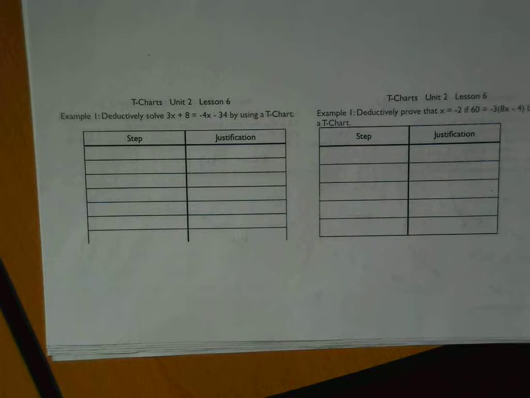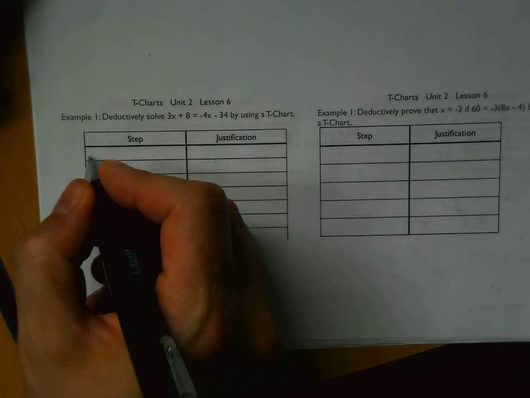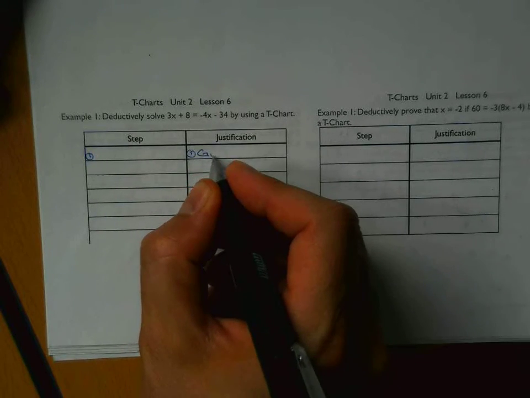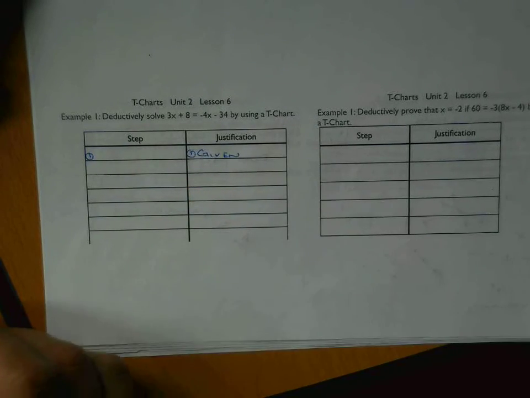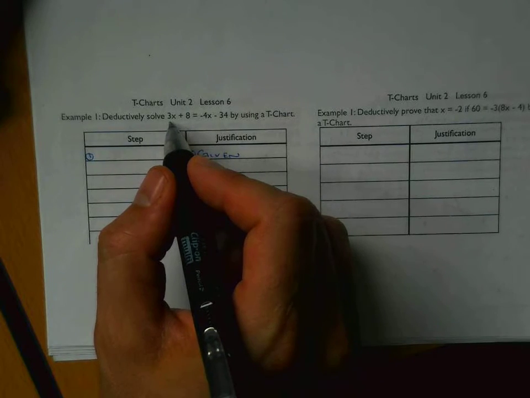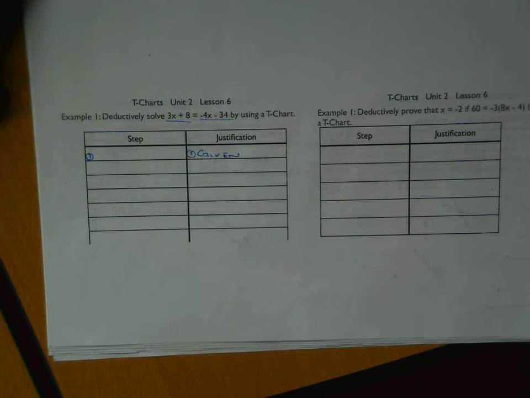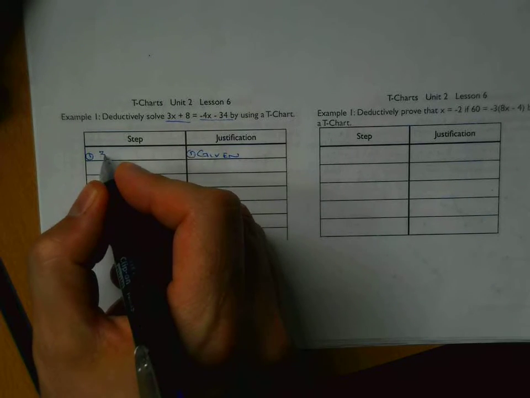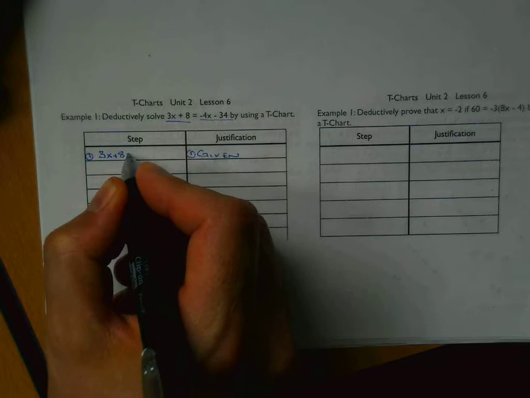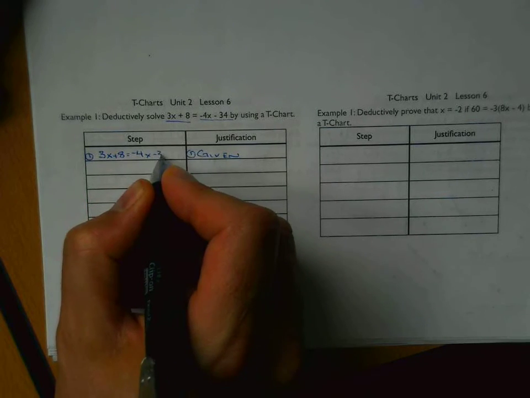All right, so your I can statement was be able to fill out T-chart proofs for something related to algebra. And here we go. The first step is always write what you've been given. So my first justification, it's given that it's given. And so what I've been given is this, 3x plus 8 equals negative 4x minus 34. So I'll write that here for my first step. 3x plus 8 equals negative 4x minus 34.